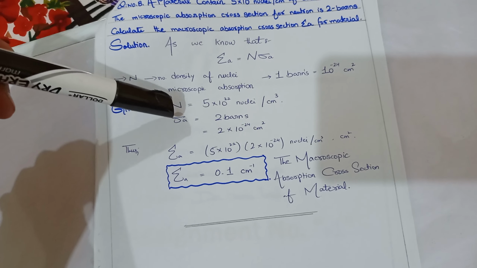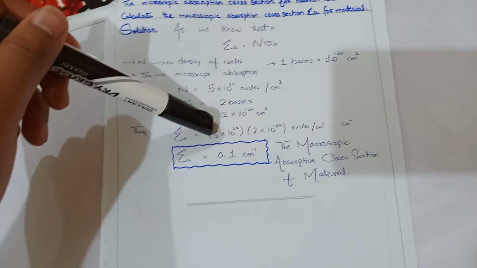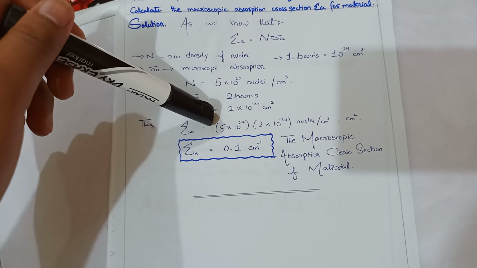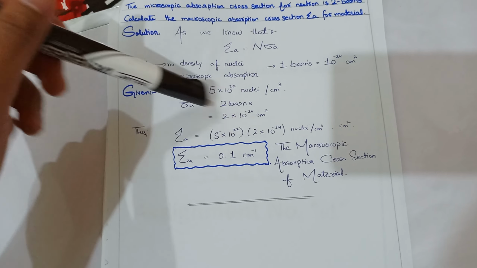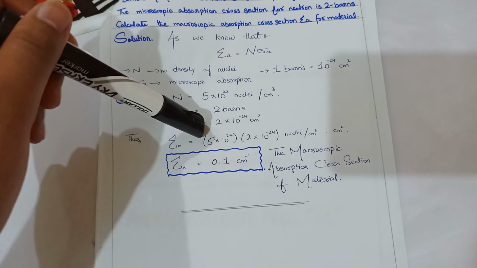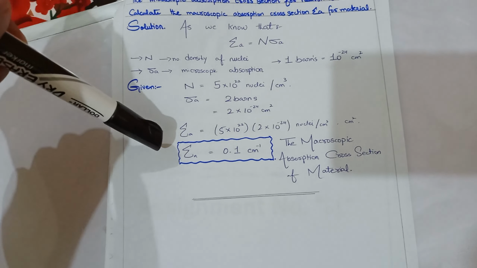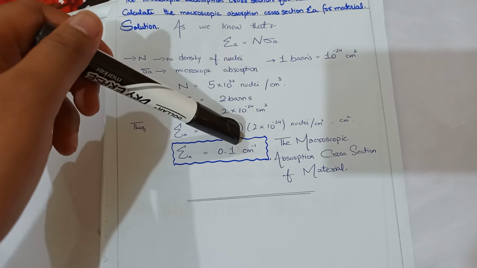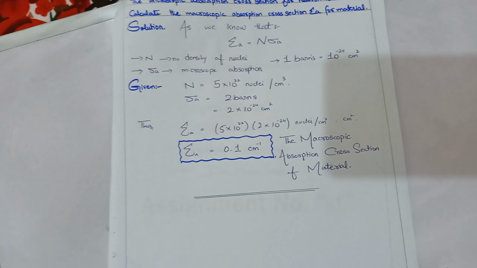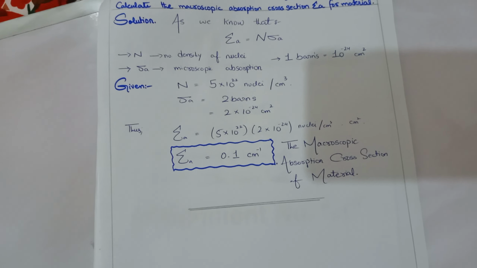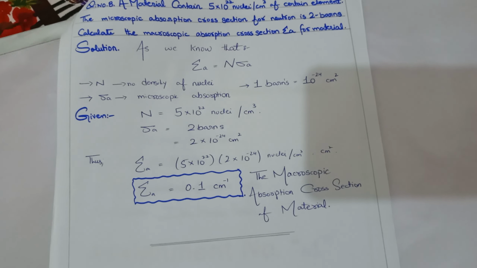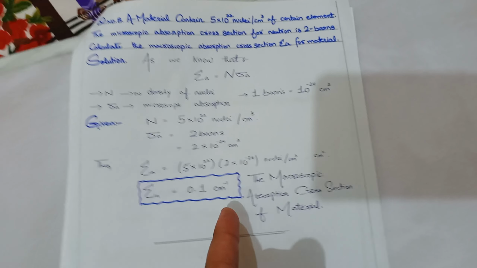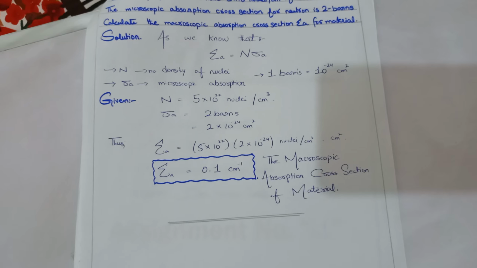Now you have to multiply n with your sigma a. This is the value of n, the number density of nuclei, and this is the value of sigma a, 2 barns. After multiplying, you will get your macroscopic absorption coefficient, which is equal to 0.1 per centimeter. So this is the macroscopic absorption cross section of the material, and this is how you can find it with the help of the microscopic one.